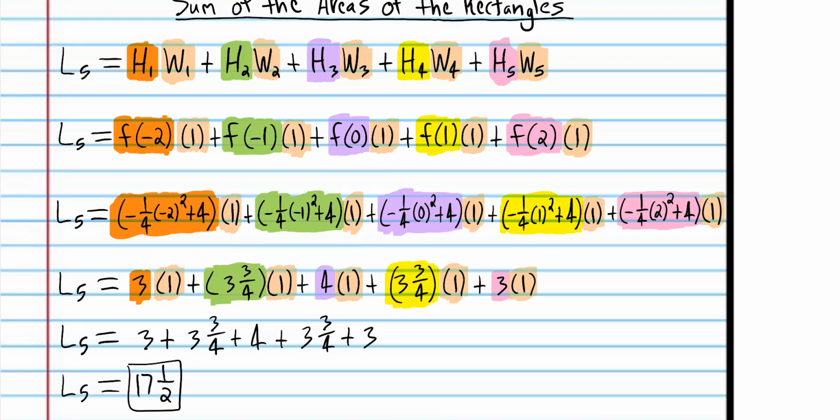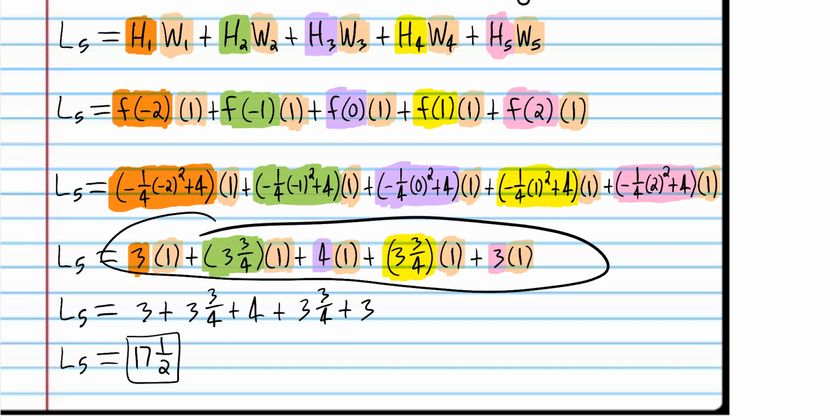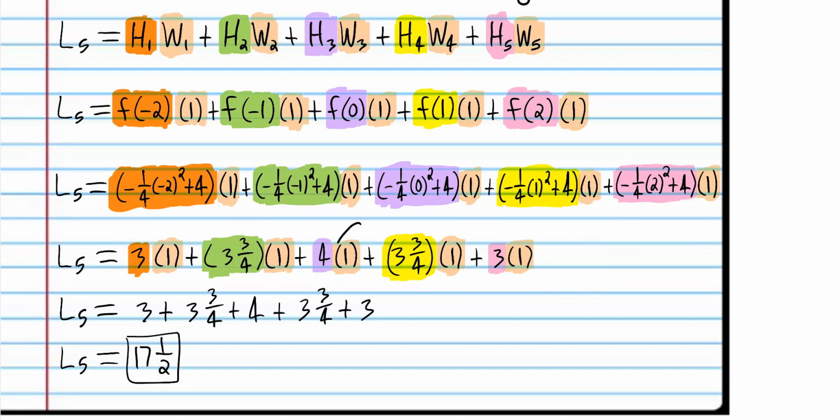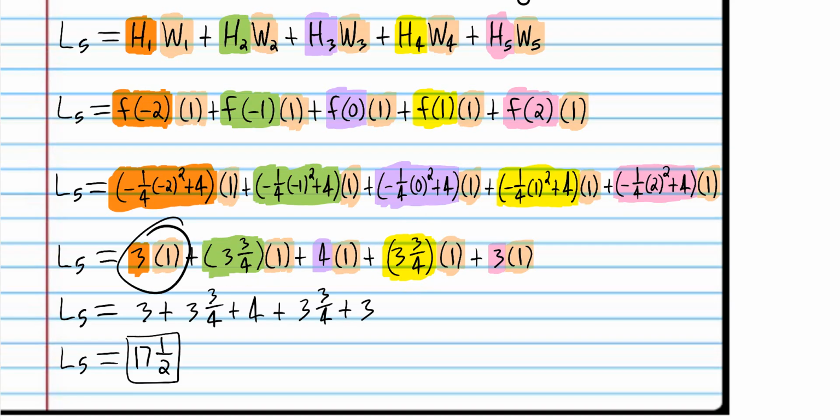So now we multiply them, or first we calculate the orange as 3, and the green is 3 3/4, the purple is 4, the yellow is 3 3/4, the pink is 3, and I just kept the light orange width of each rectangle so you know what exactly is happening. So then we multiply, we get 3, 3 3/4, 4, 3 3/4, and 3, and then we just add those numbers together.